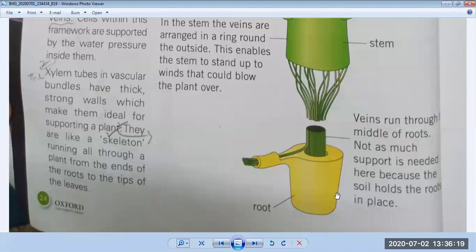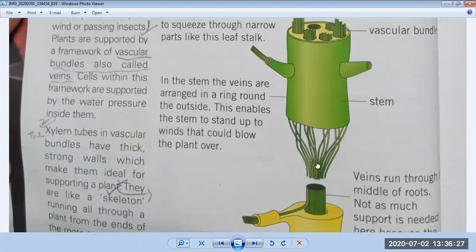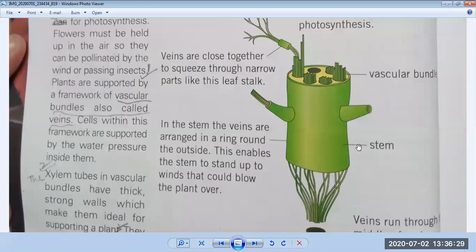Okay, so when these roots grow under the ground and the stem grows upward, what will happen? This is overall the structure of the stem outside of the body of a plant, but inside they are growing like tubes. So in the stem, the veins are arranged in a ring around the outside. This enables the stem to stand up to winds that could blow the plant over.